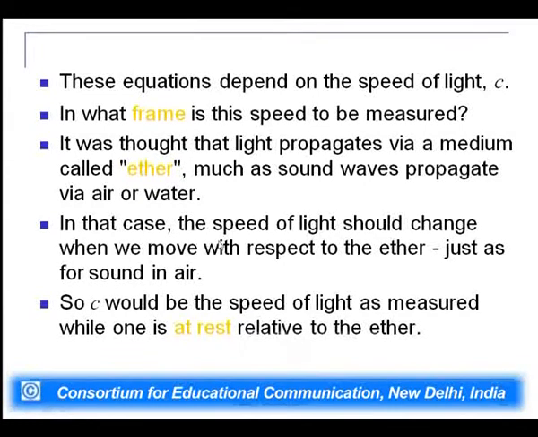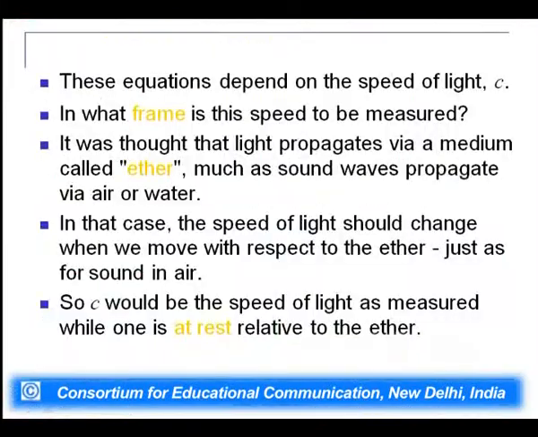In that case, the speed of light should change when we move with respect to the ether, just as for sound in the air. The speed of light will change as the ether moves. The light speed will move accordingly with the speed of the ether. That was the concept. So c would be the speed of light as measured while one is at rest relative to the ether. Then the speed of light will be calculated in two frames, one at rest and the second moving, relative to each other.